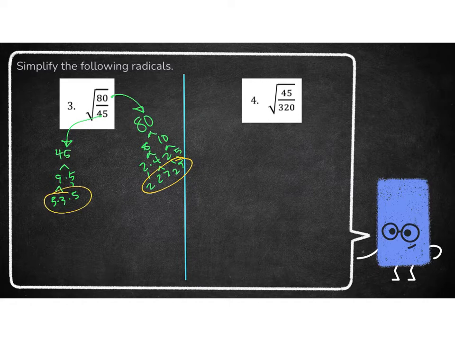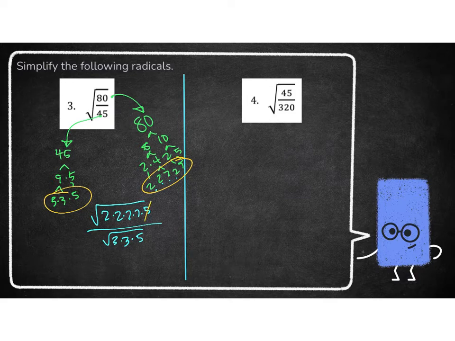So if I put those two things back together, I have 1, 2, 3, 4 factors of 2 and a 5 on the top, and on the bottom, I have 2 factors of 3 and a 5. Well, guess what?